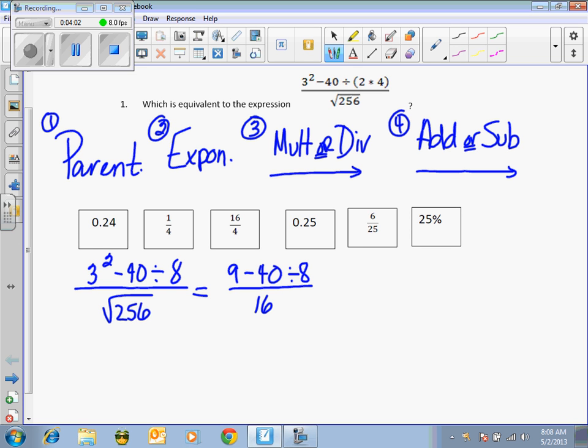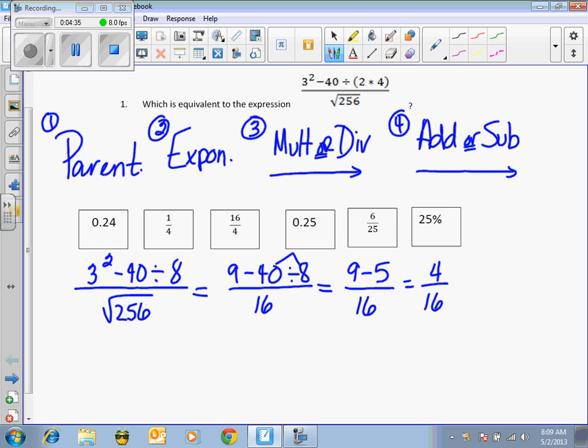Now, a common mistake that a lot of students make is they see this subtraction and they want to go ahead and do that. But there's this division right here that we need to go ahead and take care of first. So I'm going to do 9 minus, and 40 divided by 8 is 5, all over 16. Finally, I can add or subtract 9 minus 5, and that's going to give me 4 all over 16.